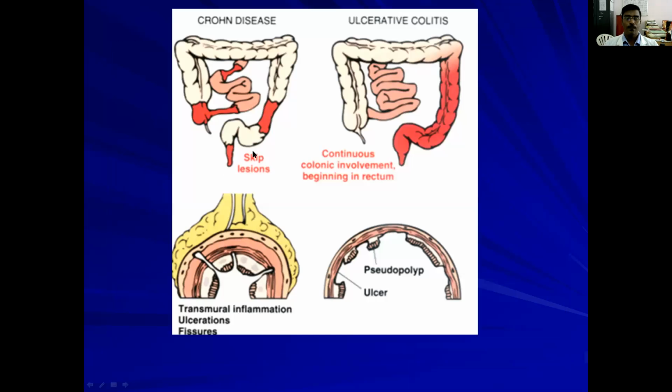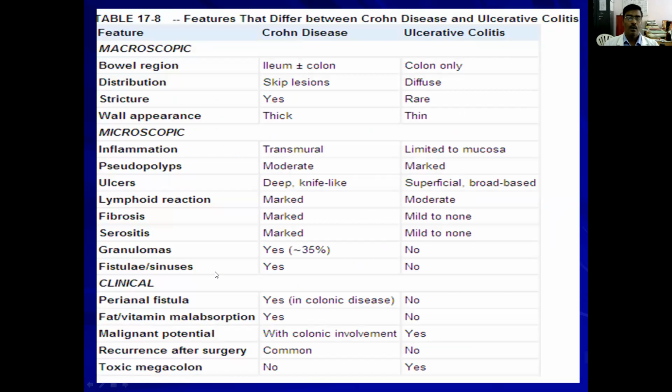This I have already shown you. You have plenty of skip lesions in Crohn's disease, whereas in ulcerative colitis continuous involvement is seen. Here we can see a pseudopolyp in a case of ulcerative colitis. Ulcerative colitis has linear ulcers, whereas in Crohn's disease you have serpiginous ulcers. This is the difference between Crohn's disease and ulcerative colitis that I described previously.